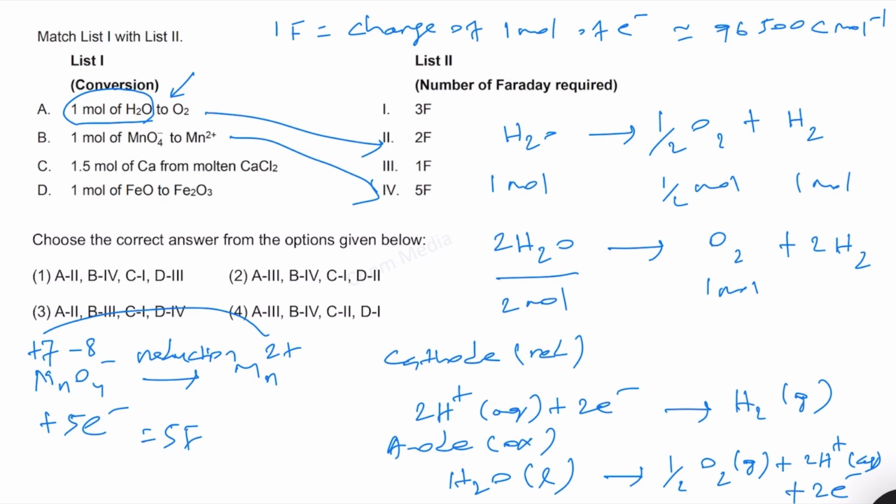A matches with 2, B matches with 4. The only option where we see that result is option 1. Therefore, C should actually be 3 Faraday. Let us cross check that.